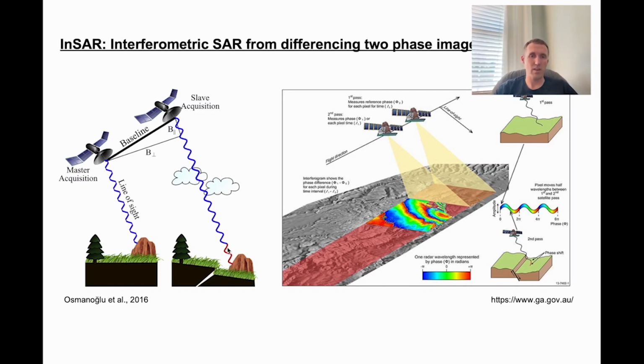You can see here that the change in length is in the same direction as the radar wave is traveling. So we call this line of sight displacement. It means it's the deformation which is happening on the ground. It's a measure of that deformation, but it's in the line of sight.